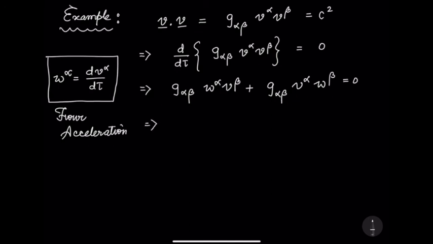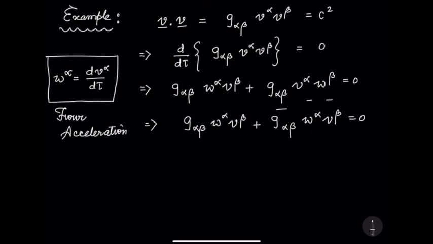But you see, g alpha beta is symmetric, so g beta alpha is the same as g alpha beta. In the second term, I have both alpha and beta summed over, so I can interchange them, it doesn't matter. Only thing is that if I change alpha to beta, I should change it in all places. So if I do that, I get g beta alpha, but as we said, it is symmetric, so that is the same as g alpha beta, and then I get w alpha v beta, which is exactly the first term.